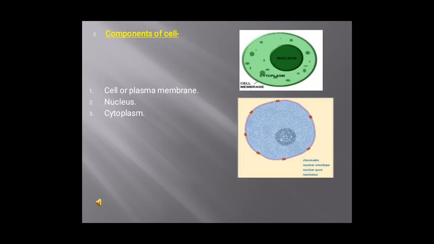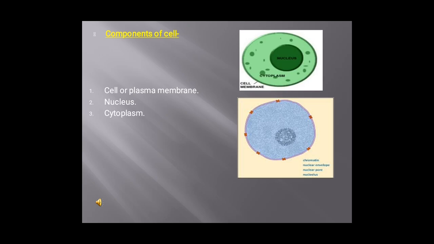Next is components of the cell. There are three main components of a cell. First is the cell membrane, second is the nucleus and third is the cytoplasm. First, the cell membrane, or plasma membrane, or plasmalemma. The cell membrane is the boundary of each cell which separates the cytoplasm from the surroundings. The cell membrane is shown in picture number 1 and it is present in both animals and plants. It is made up of protein and lipid.